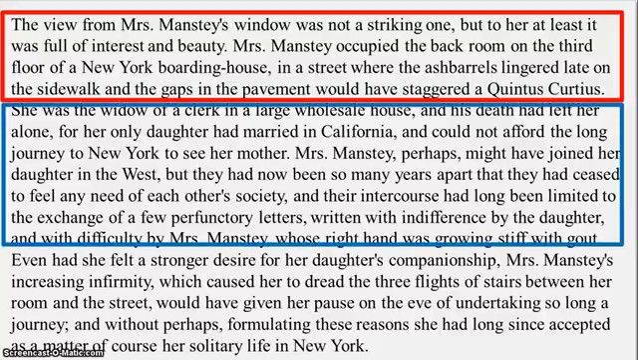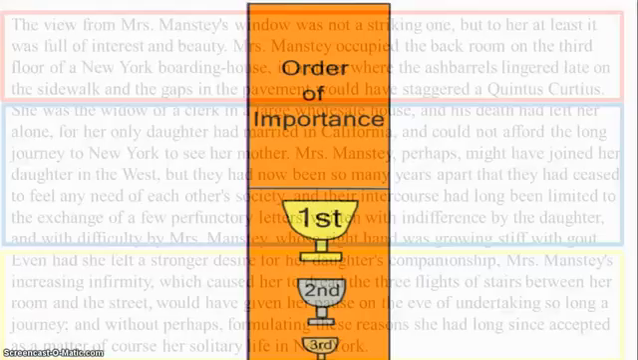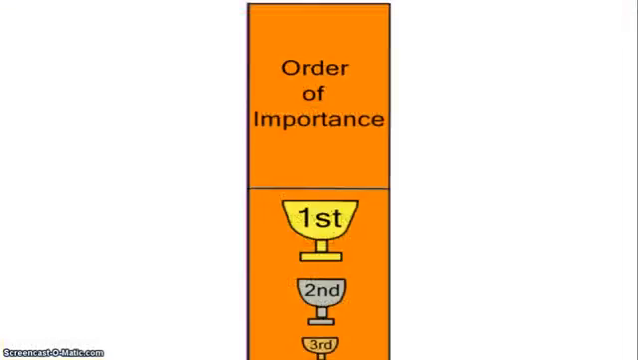In the next section, it addresses Mrs. Manstey's relationship with her daughter. This is actually the majority of the paragraph. Then in the last section, it talks about Mrs. Manstey's acceptance of her situation. So whereas Wharton does use a lot of descriptive writing in this text, I think this first paragraph is organized by the order of importance, least important to most important.